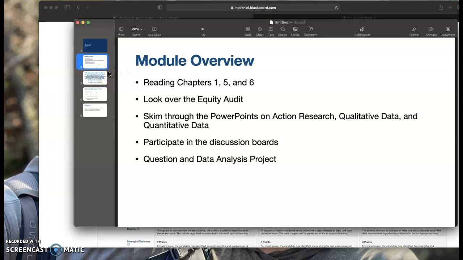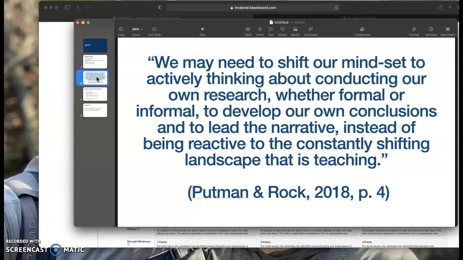So why is action research an important part of a program based on equity and inclusion and making equitable progress in our schools? Putman and Rock, the authors of our book, write on page 4, we may need to shift our mindset to actively thinking about conducting our own research, whether formal or informal, develop our own conclusions, and to lead the narrative, instead of being reactive to the constantly shifting landscape that is teaching. I think this is pretty important, and I think this really tells us about why action research is important if we're going to make change and we're going to lead with equity in mind.